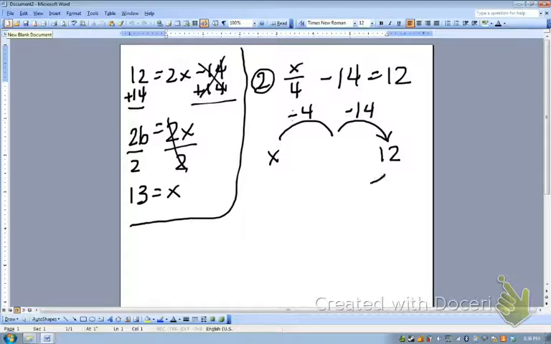On my way back from 12 to x, if I want to undo that, I'm going to do the opposite. So I'm going to add 14. 12 plus 14 is 26. Now I want to go back to x. So the opposite of dividing by 4 is multiplying by 4. And 26 times 4 is 104.